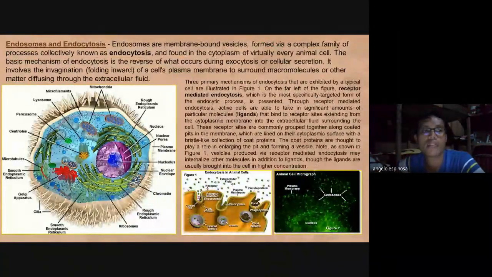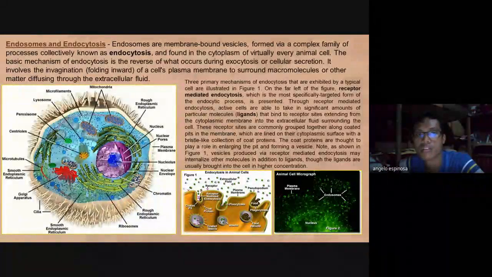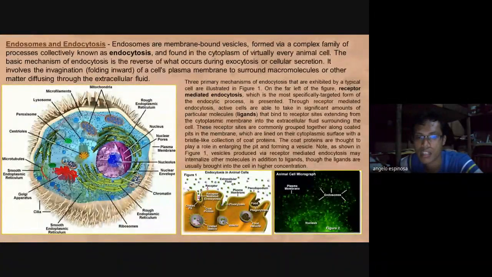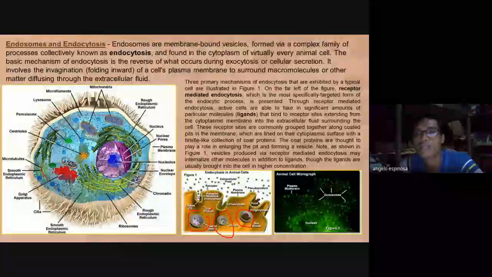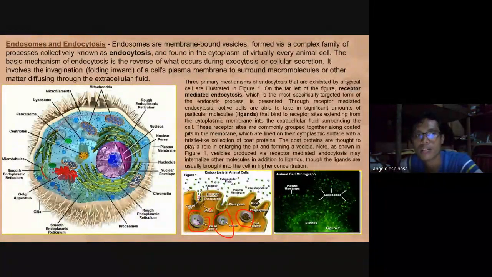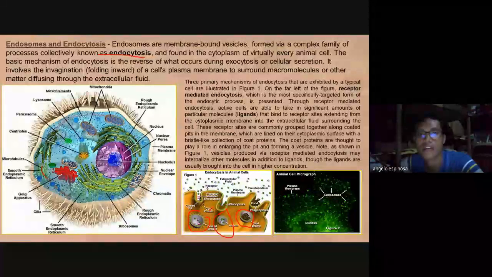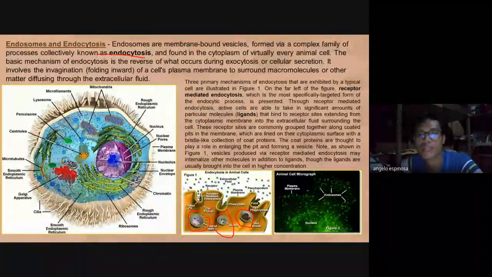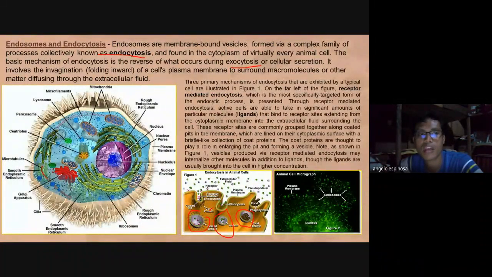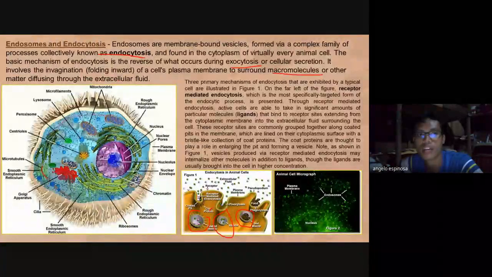Okay, next, we have endosomes and endocytosis. Endosomes are membrane-bound vesicles. Pag sabi yung vesicles, yung parang bilog-bilog. Yan, this one is vesicles, actually. Okay, bilog-bilog na parang bowl. Yan, so you have formed via a complex family of processes collectively known as endocytosis. Okay, what is endocytosis? Found in the cytoplasm of virtually every animal cell. So the basic mechanism of endocytosis is the reverse of what occurs during exocytosis, no? Or cellular secretion, it involves the invagination, folding inward of a cell's plasma membrane to surround macromolecules or other matter diffusing through the extracellular fluid.